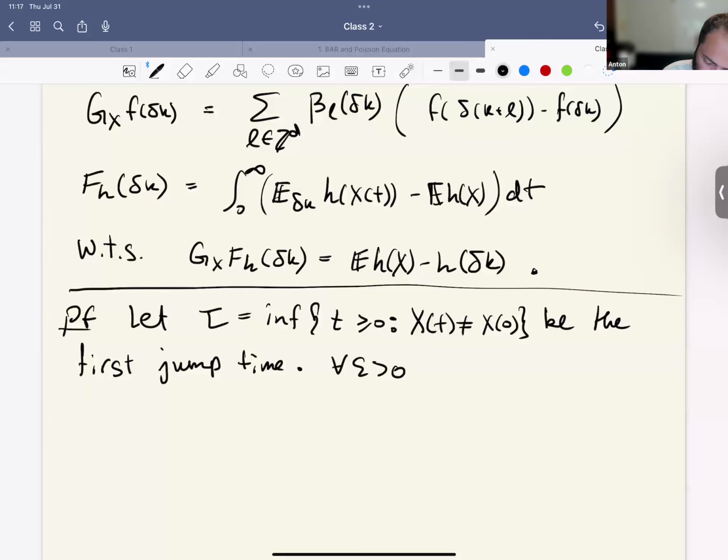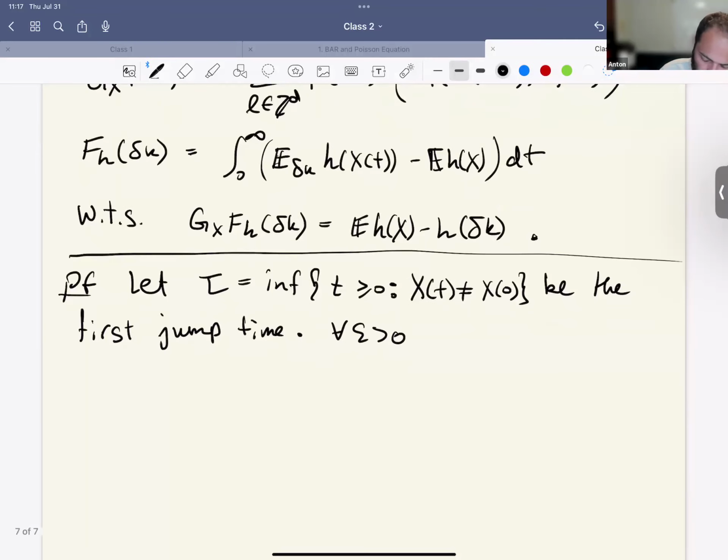Now for any epsilon, let me split this potential into two parts.